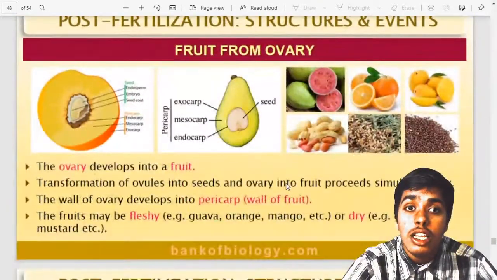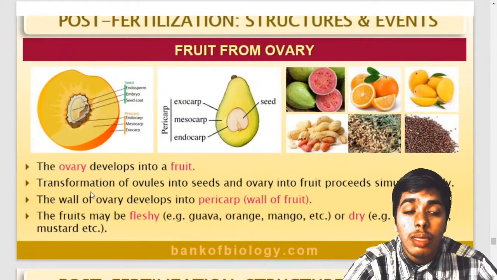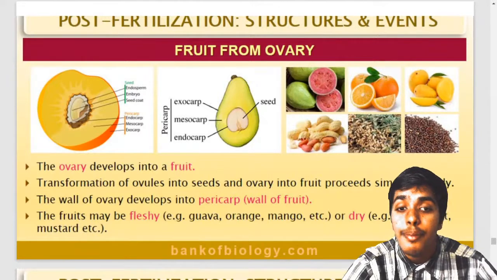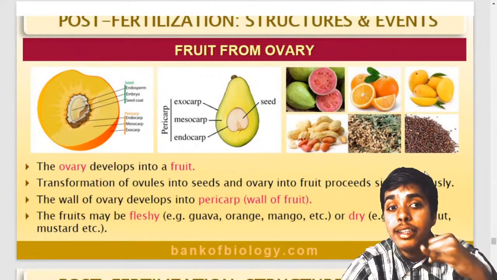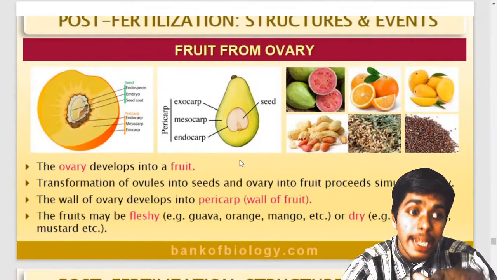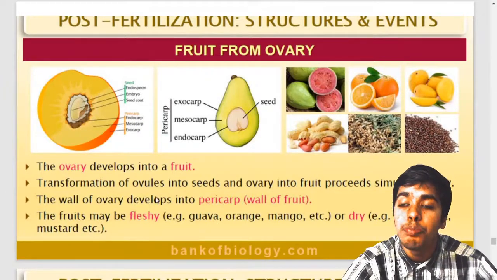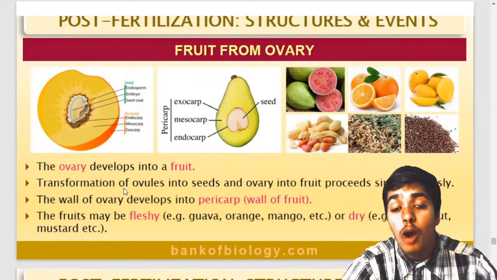Now we are seeing the fruit from the embryo. The ovary develops into a fruit, and the ovule into a seed. The transformation of ovules into seeds and ovaries into fruit proceeds simultaneously. The wall of the ovary develops into the pericarp. That means the ovary wall develops into the pericarp, the outer layer.